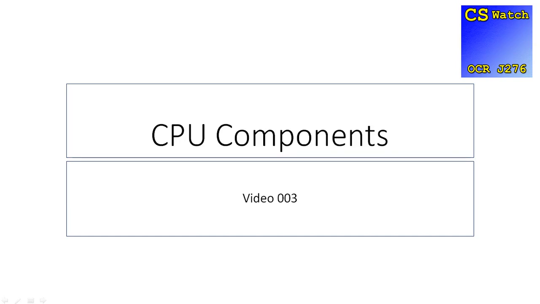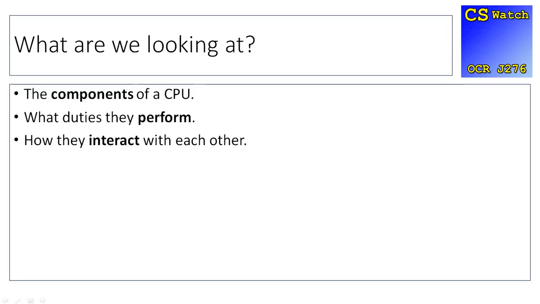Hello there and welcome to this CSWatch OCR J276 video, and in this video we are going to be looking at CPU components, what components there are inside the CPU, what duties they perform and how they interact with each other. So in the previous video we had a brief overview of what a CPU is. Now we're starting to get into the real nitty gritty as to what's happening.